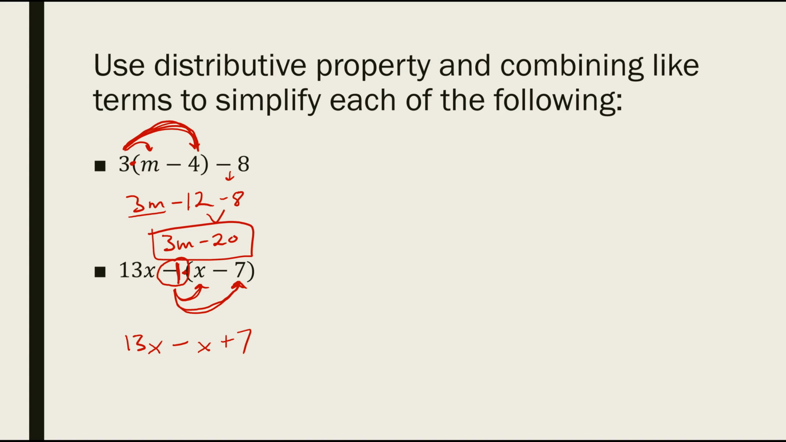Okay, I have like terms here, right? Here's an x, here's an x. Remember, this is negative 1x. So 13 minus 1 is 12x. When you're combining like terms, the variable stays the same. Here are 13 x's, here are negative 1x's. When I put those together, think about the piles of pluses and minuses. Now I have 12 x's. And then this plus 7 on the end did not have a like term.